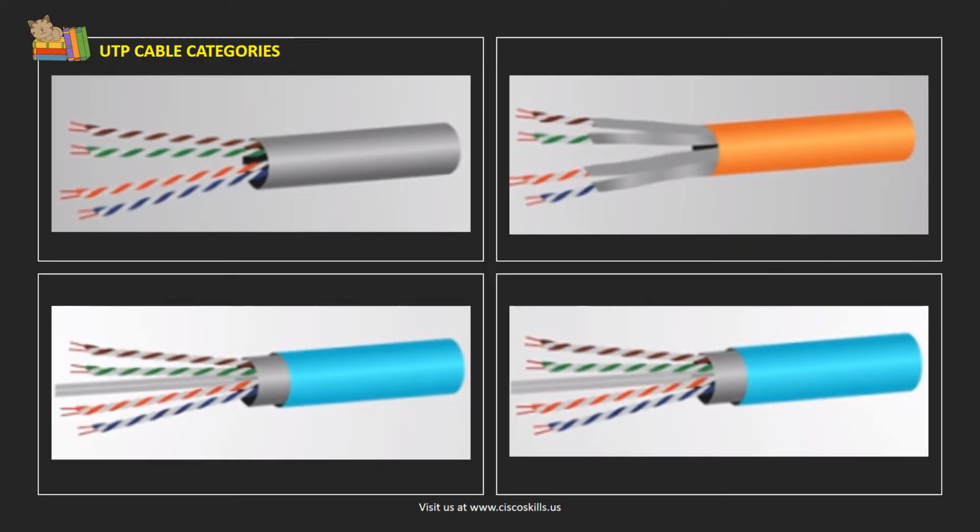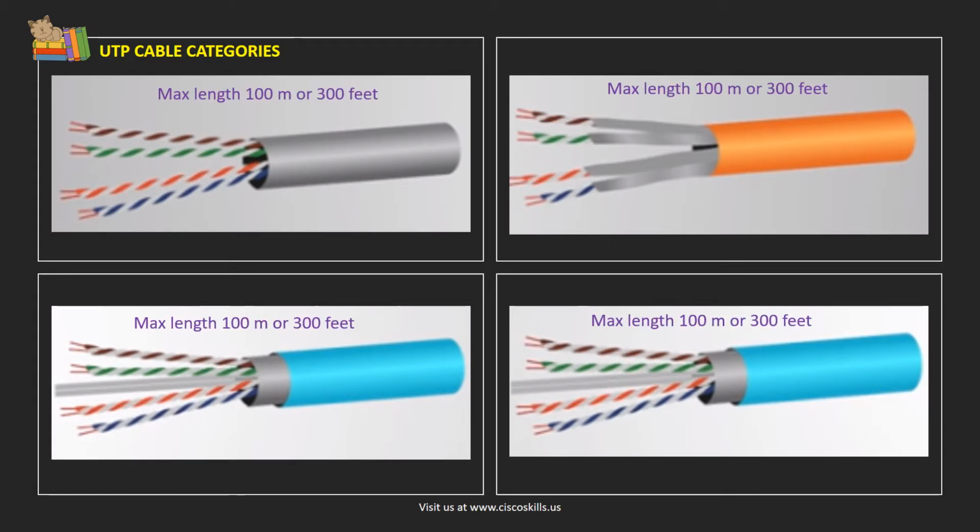Let's start with the UTP cable categories because it gives us an overview of the UTP cable characteristics. Even though being divided into multiple categories, all UTP cable categories have the same maximum length of 100 meters or 300 feet. Now, let's go into the first category, Cat5 or Cat5e.